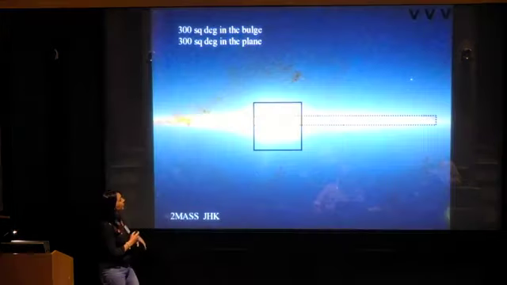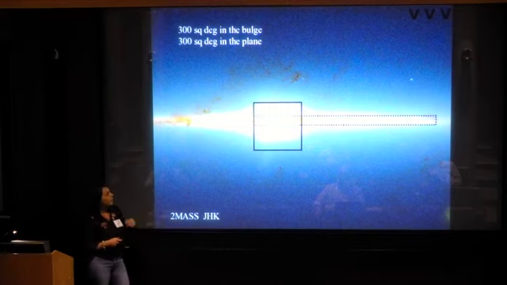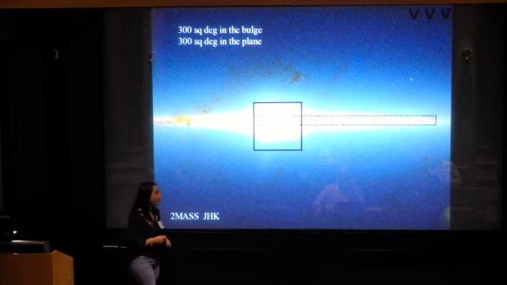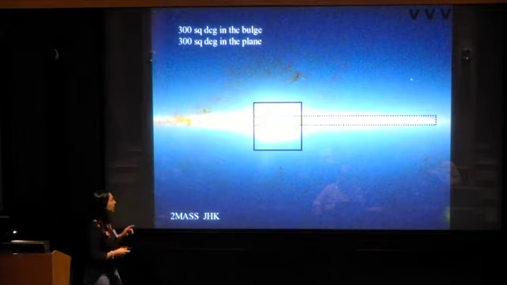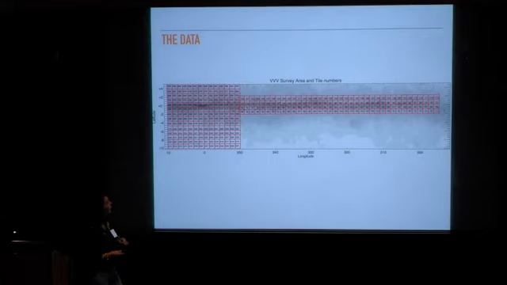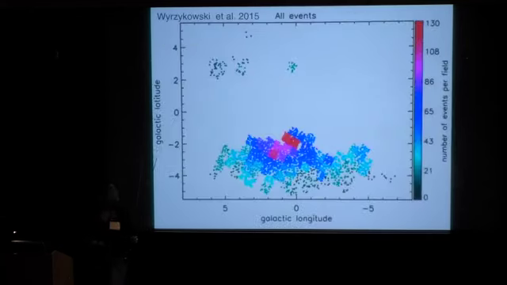So this is the area of the VVV. You can see that it scans the bulge and also one part of the plane. I will center my studies on the bulge. Those are the tiles of the VVV, and I will center my search for microlensing in this area, in the very center.